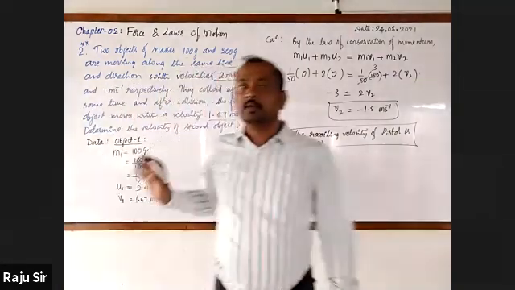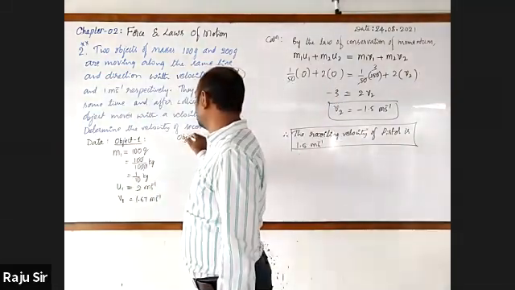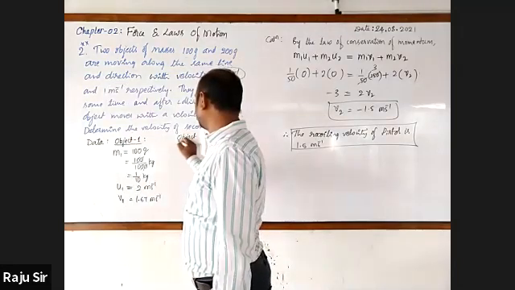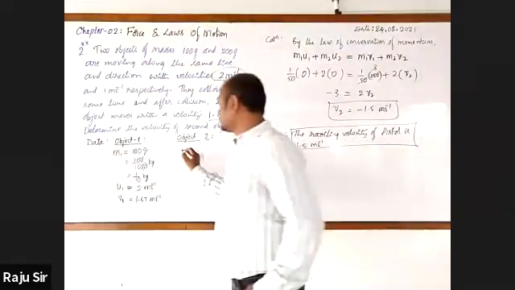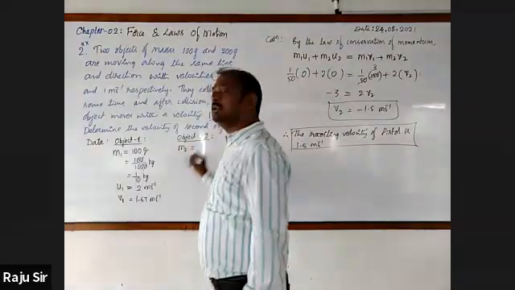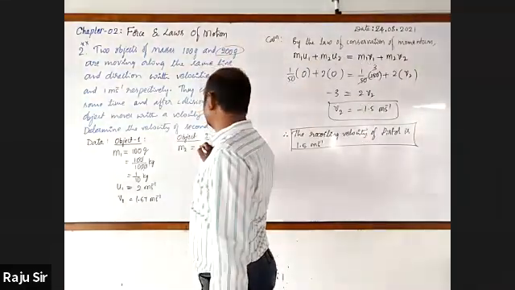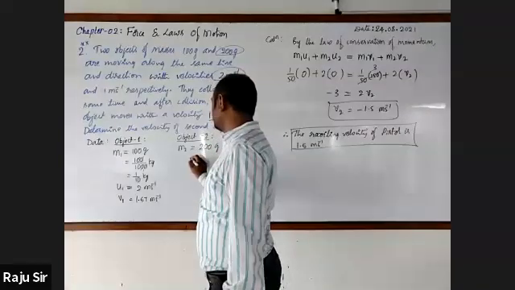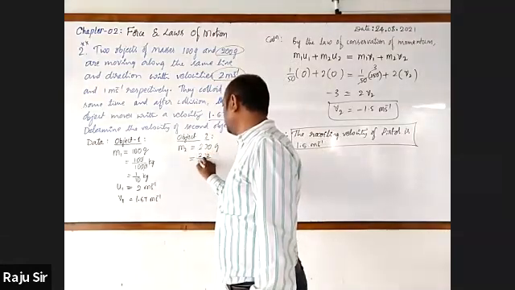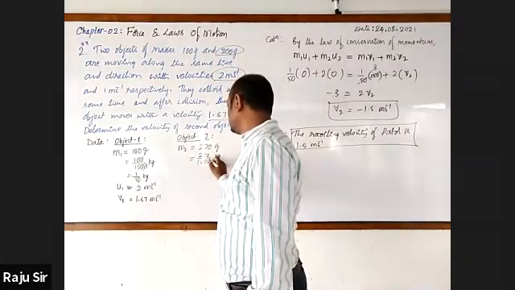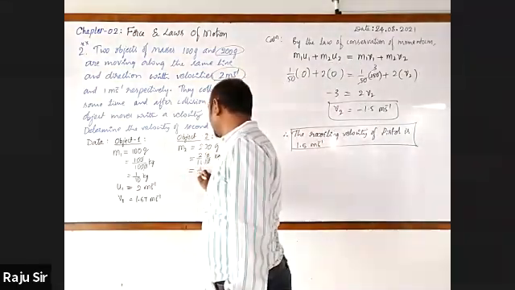This is all about the first object. Now let me go for taking the second object, object 2. Mass of the second object is M2. How much is it? 200 gram. 200 by 1000 kg. 0s get cancelled. It is 1 by 5 kg.